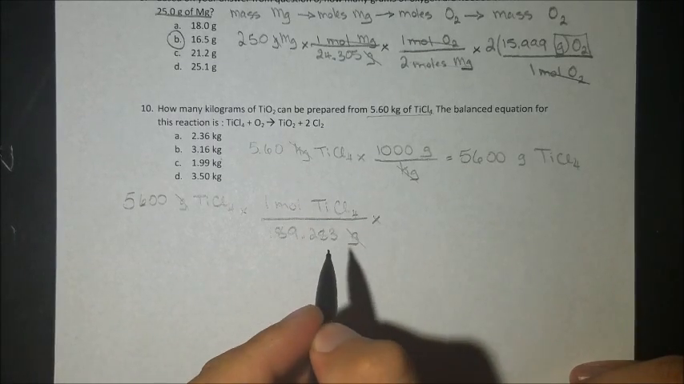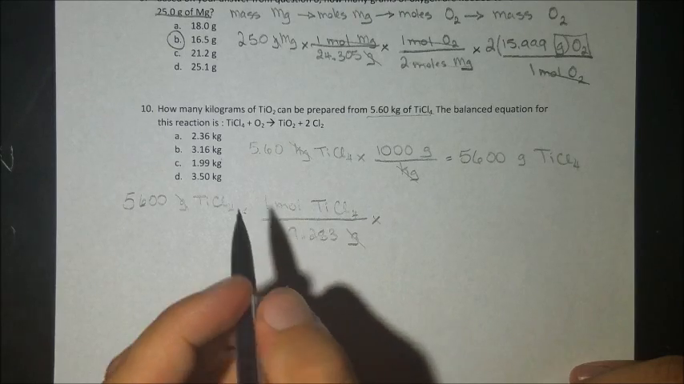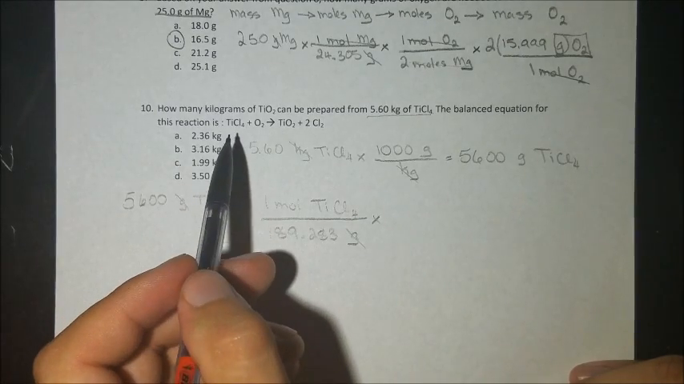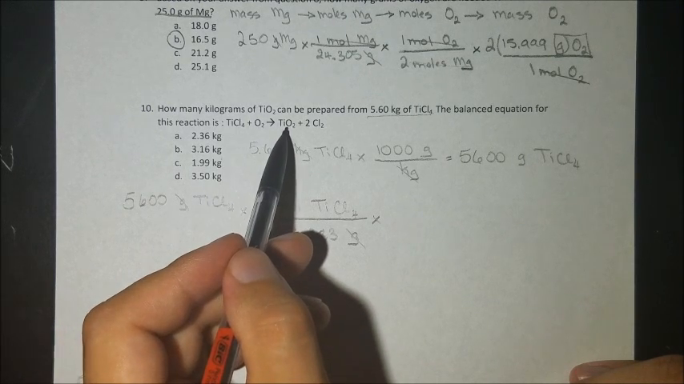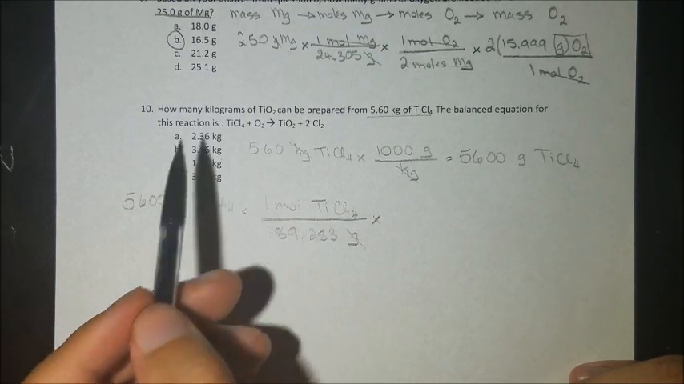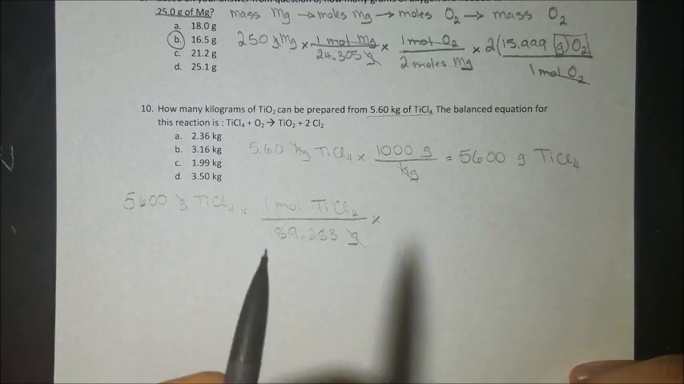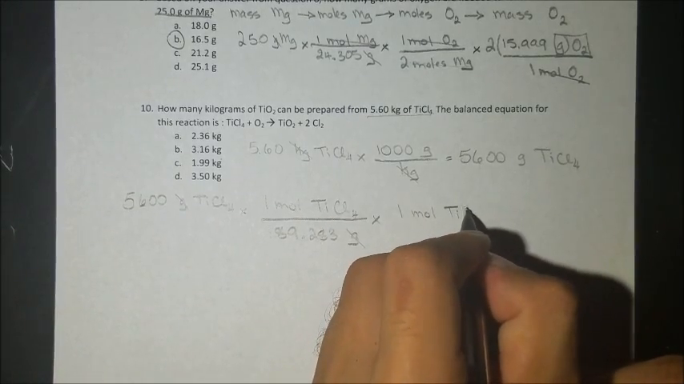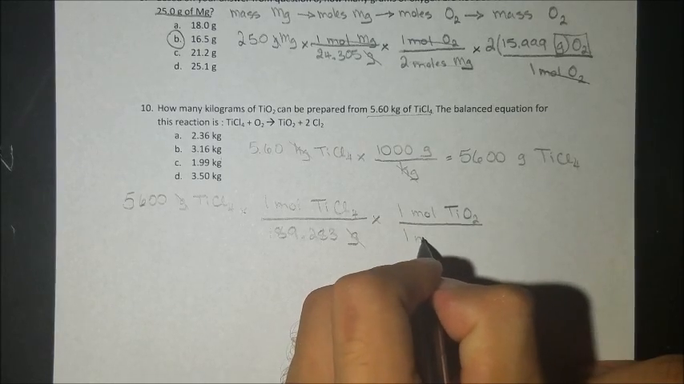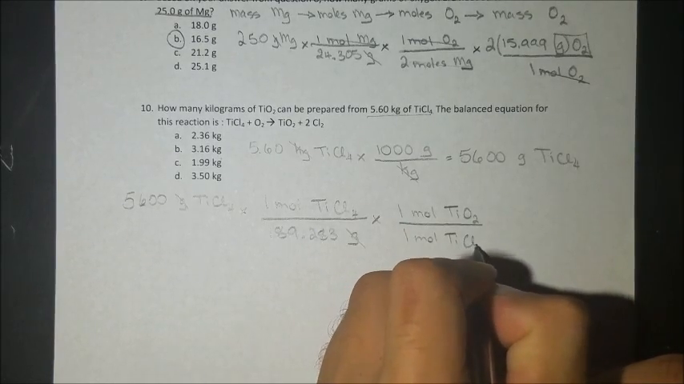And here's where we use the balanced chemical equation. So here's our balanced chemical equation, and we need to know how many moles of titanium oxide are produced for every 1 mole of titanium 4 chloride. And we find that that is simply 1 mole titanium oxide to 1 mole of titanium 4 chloride.